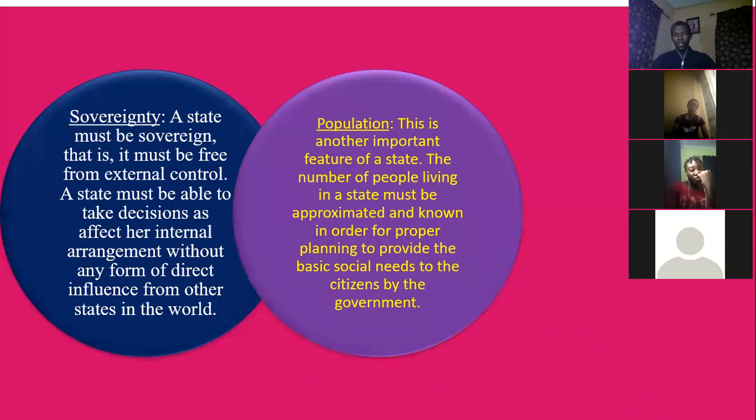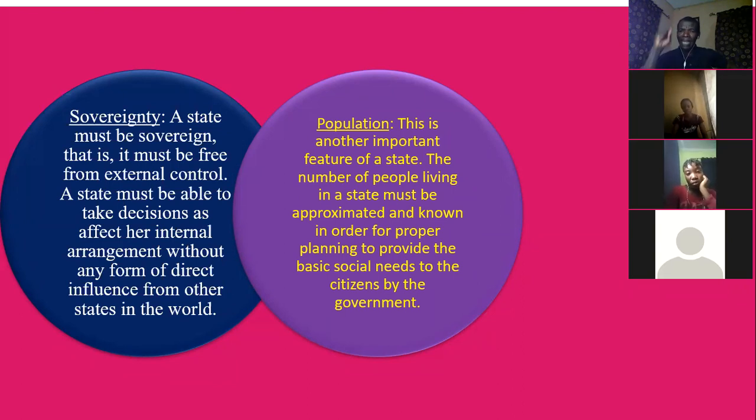Then here, population. Population, as a matter of fact, I have defined it in the definition too. In a state, the number of people residing in that state should be approximated. What's the essence of this? It helps the government to manage and provide for the needs of the people. The sense of knowing the approximation of people living in a particular territory is for the government to plan for them.